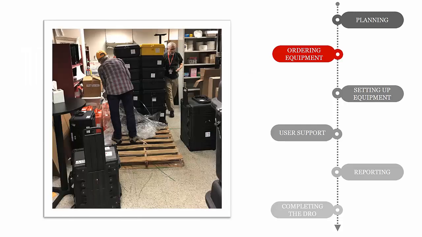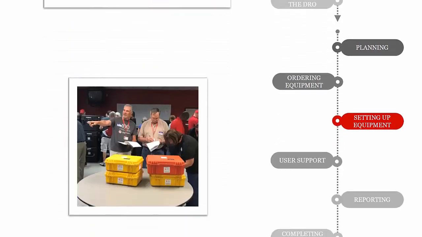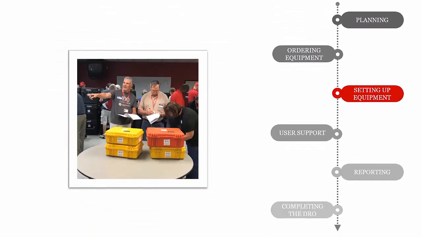When DST provides equipment to any DRO within the United States and its territories, DST volunteers will deploy to that DRO to support the equipment and its users. Once the equipment is received at the DRO site, DST volunteers unpack and inventory the shipment, then set up the equipment to establish communications and internet connectivity.